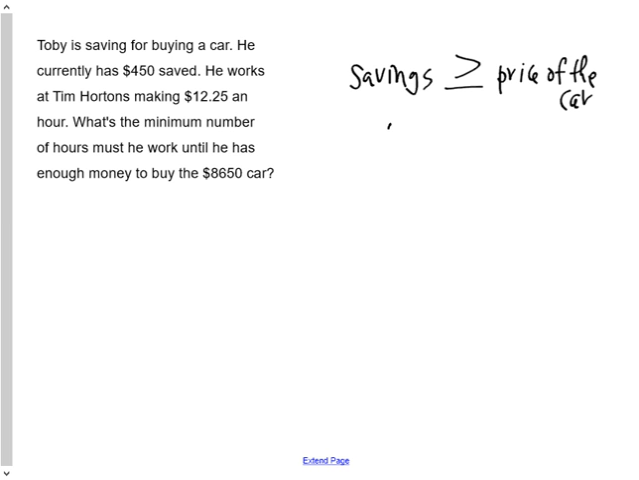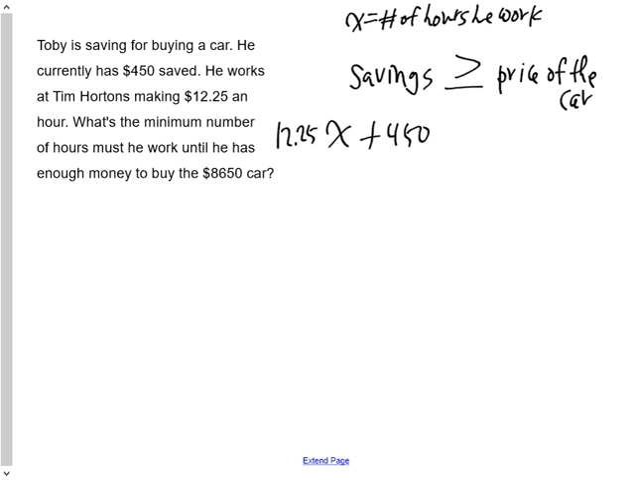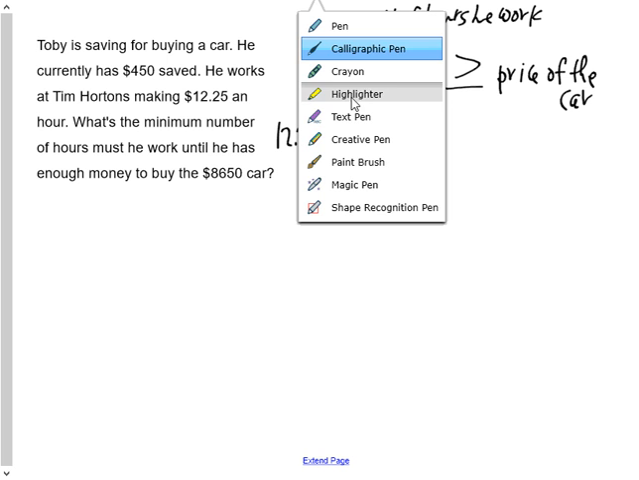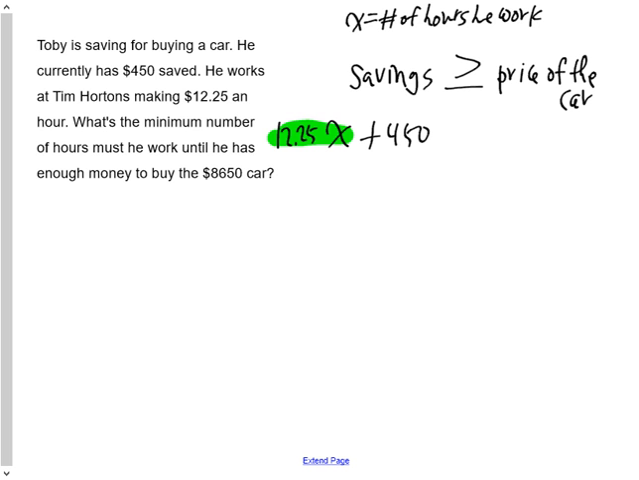So the first thing is I know he has $450, so I'm going to treat that as a constant. And if x equals the number of hours he works, then if I multiply the number of hours he works by 12.25, this here will represent the money he makes at Tim Hortons. This money will represent the money he already has saved. So those two together must be greater than or equal to 8,650.